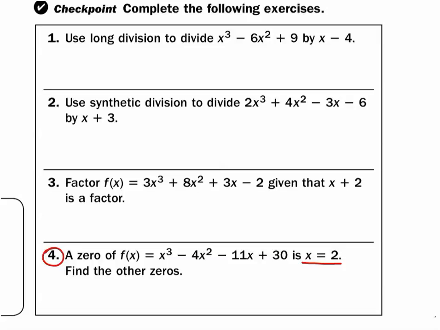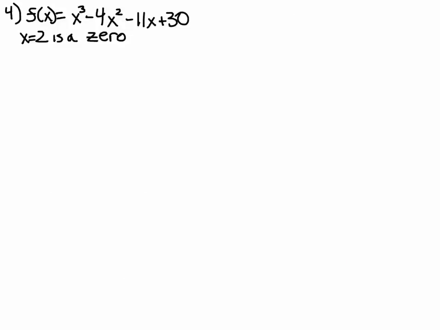Again, a reasonable person cannot accomplish this task in this small box, so I will create the problem on a new blank board and we will work it out there. Okay, here we go. I rewrote the function. I rewrote the information that x equals 2 is a 0. We need to find all the zeros. That means we need to do the factoring, read the zeros off of the factoring.